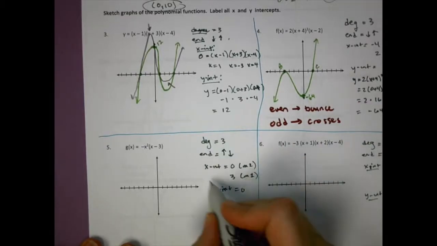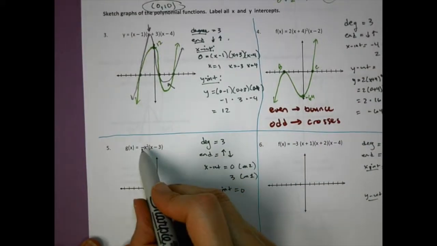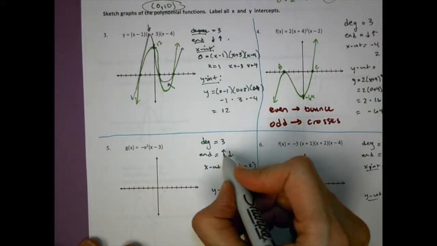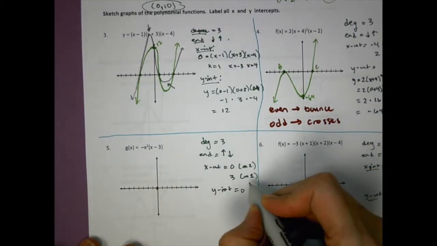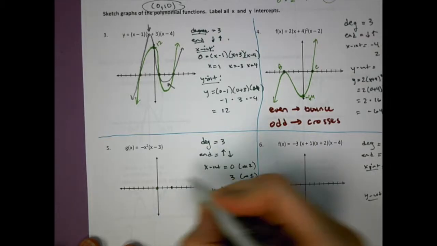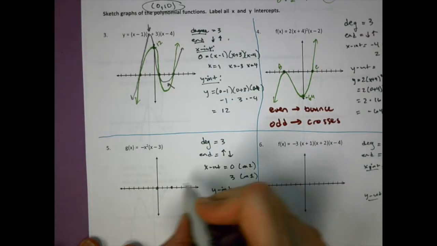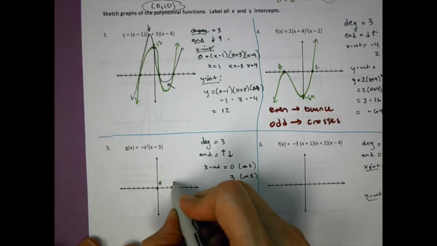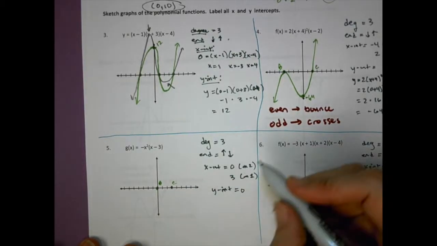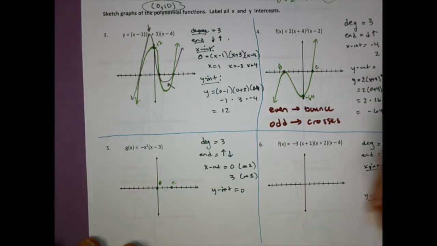I had a third degree that was negative lead coefficient, so it's going to start high and end low. The x-intercepts were 0 and 3. 0 had a multiplicity 2, so there's going to be a bounce over here. 3 had a multiplicity 1, so there's going to be a cross. And my y-intercept was 0.